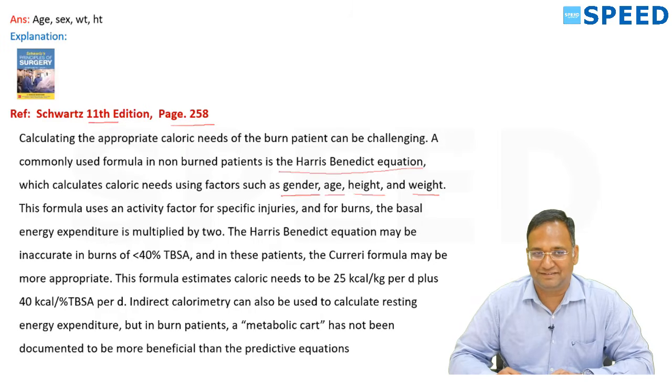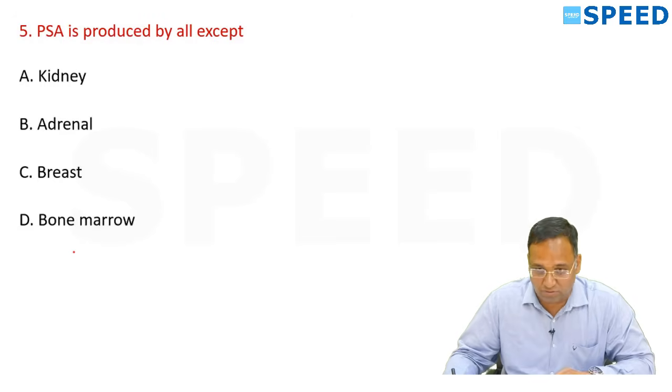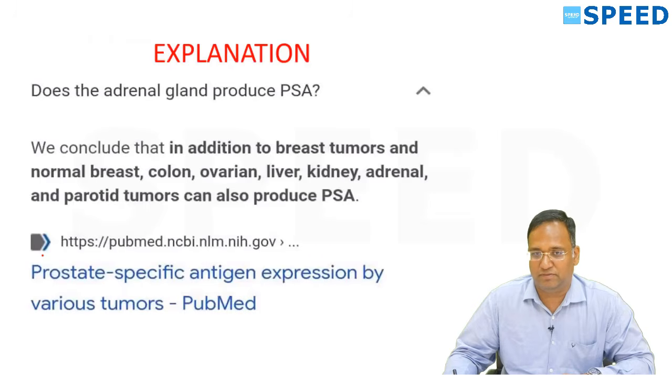Correct? Very clear. Okay. PSA is produced by all except kidney, adrenal, breast, bone marrow. So, what was your answer? We know that prostate specific antigen is predominantly produced by the prostate, but there are additional organs which can produce this, as has been documented. Yes, so it is except bone marrow.